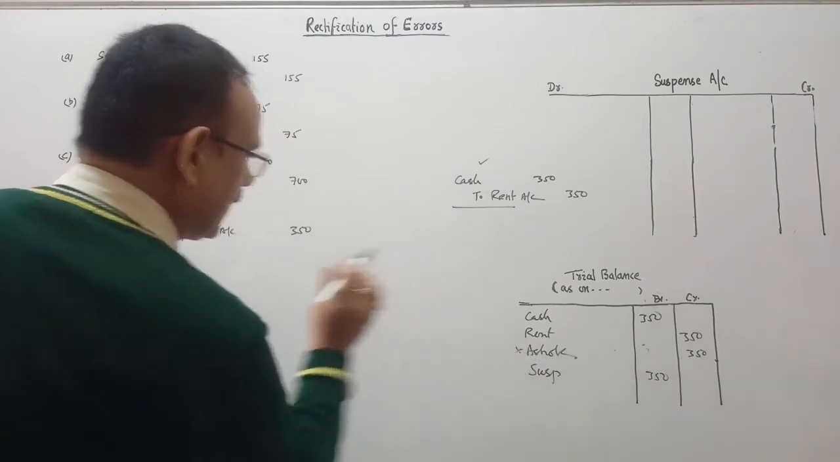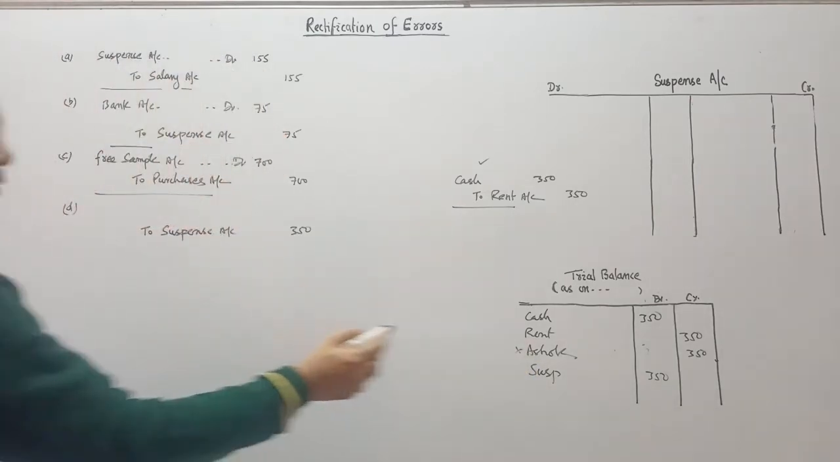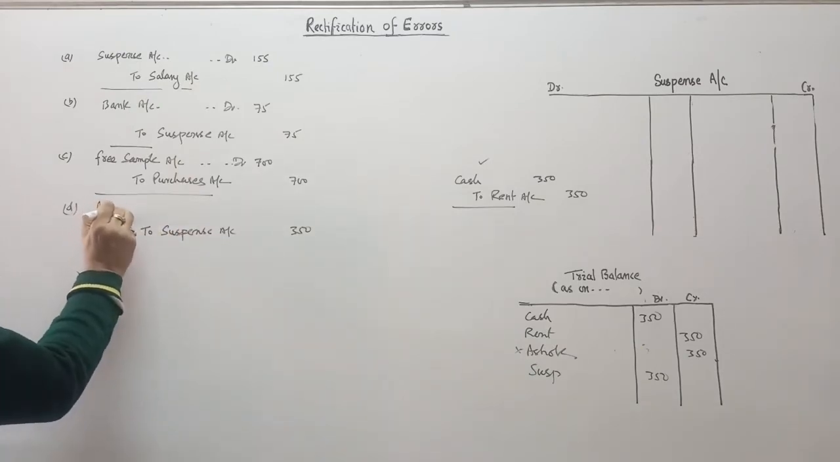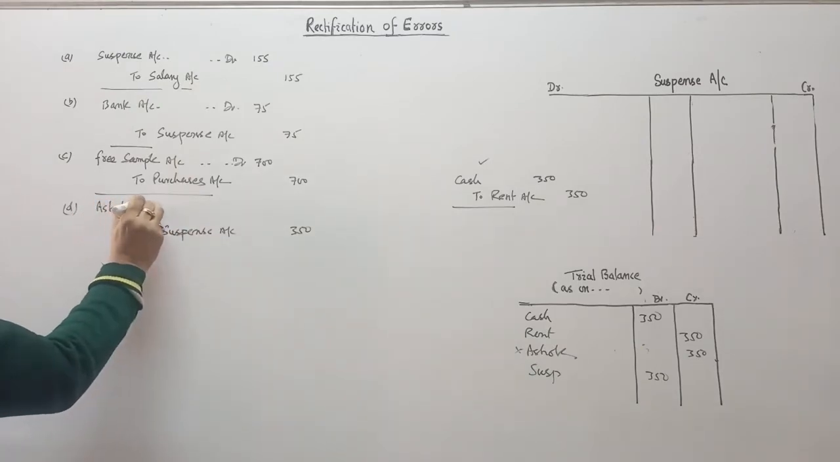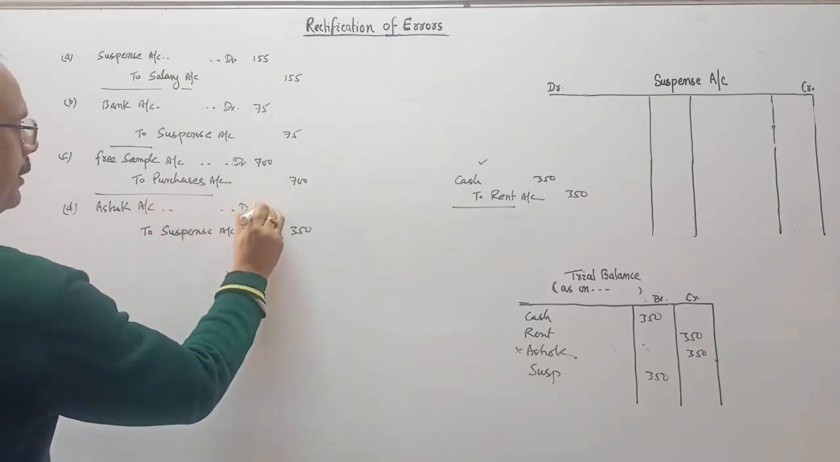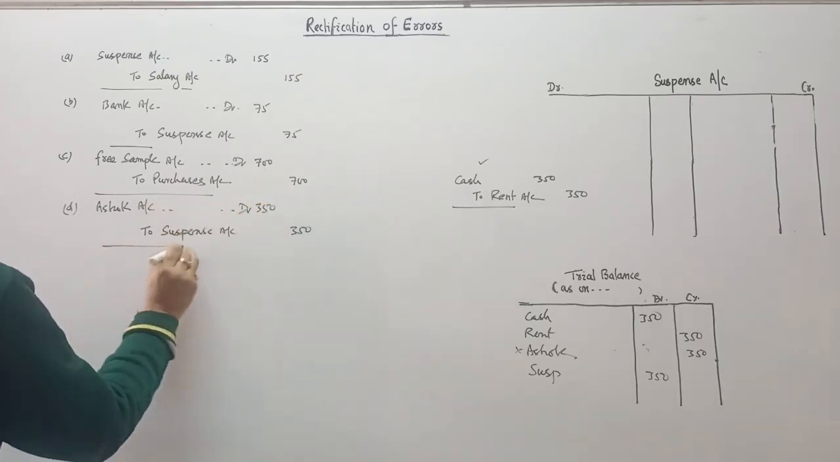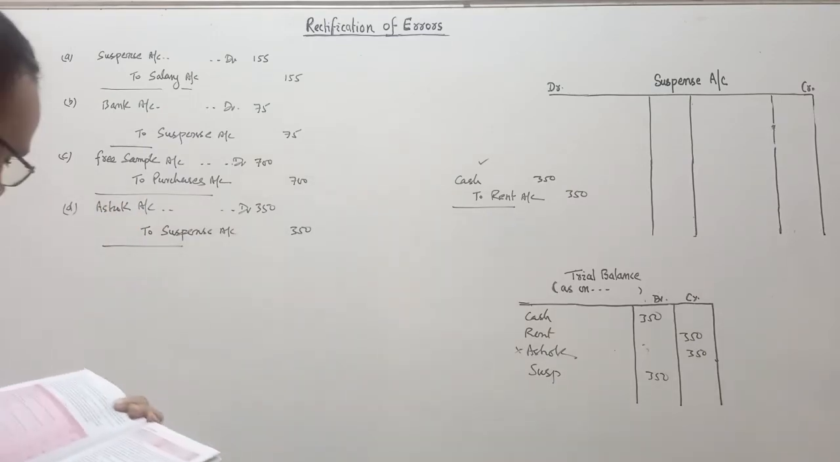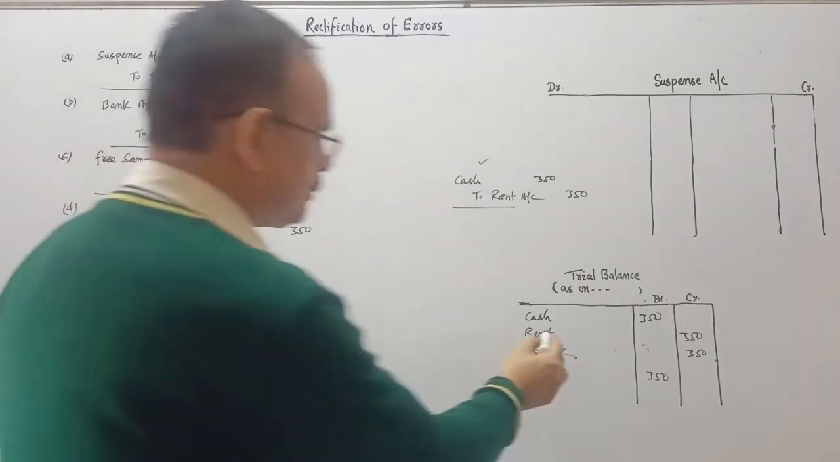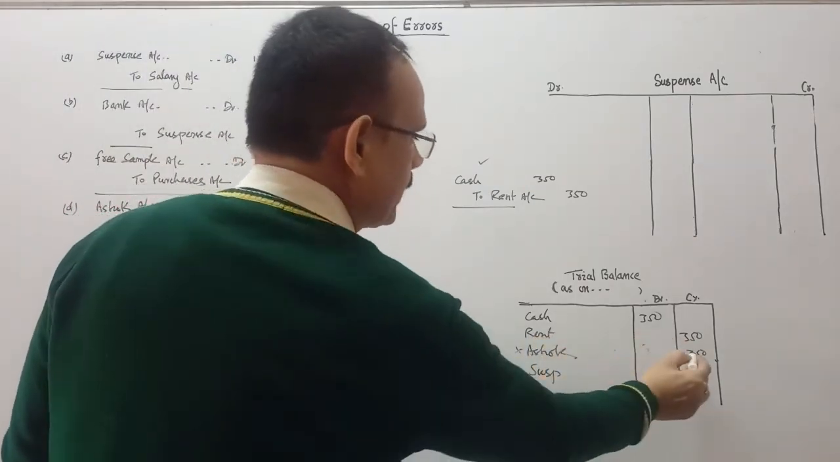This we have to cancel. So Ashok is on credit. For cancellation we have to debit the Ashok account. We have to debit the Ashok account 350. So Ashok account debit to suspense account. Is it clear? It is posted both in rent account and in Ashok account.